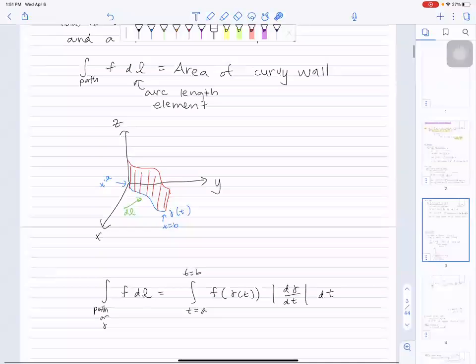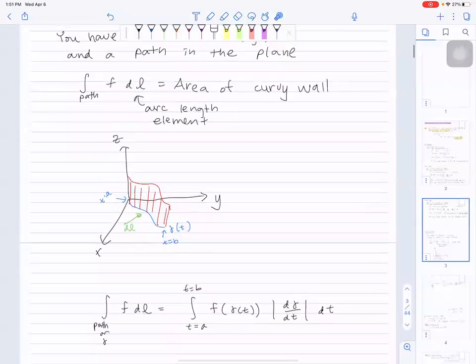So to do the integral over this blue path of some function dl, we start at t equals a and go to t equals b. We plug this parameterization into our function, because now we're seeing what it looks like on this path, multiplied by the magnitude of the derivative of our parameterization, dt. So this path integral is the area of our curly wall. Any questions about that?